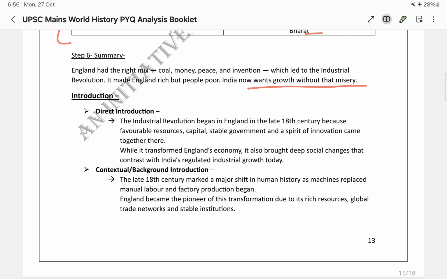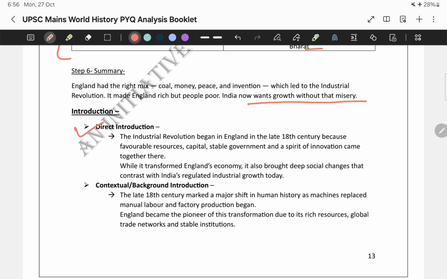First is the direct introduction. Direct introduction means you are directly addressing the question. How is it? The Industrial Revolution began in England in the late 18th century because favorable resources like capital, stable government, and the spirit of innovation came together there. While it transformed England's economy, it also brought deep social changes that contrast with India's regulated industrial growth today. There were three parts of the question and you are addressing all three in the introduction. So this is the direct introduction.